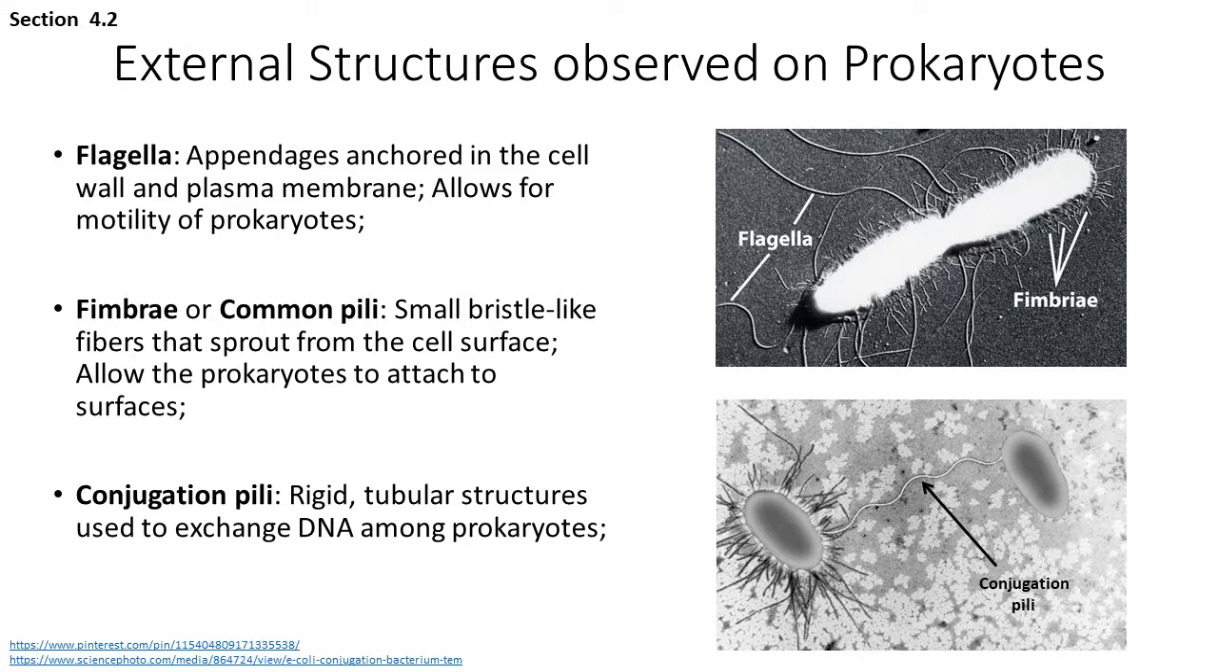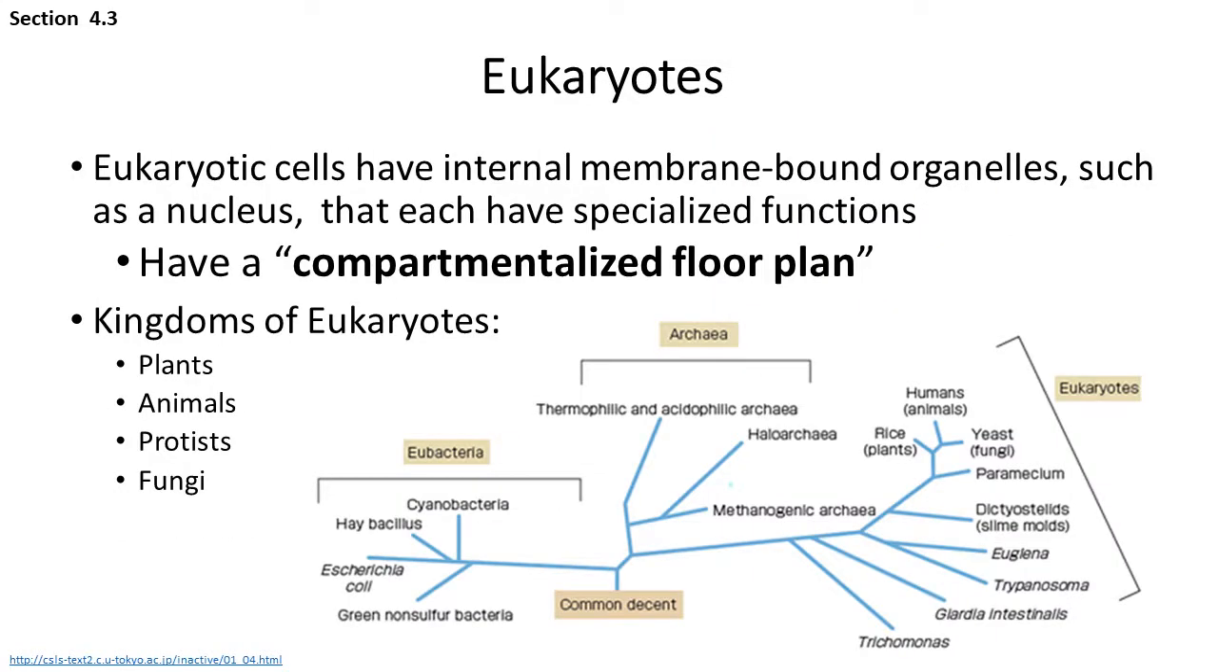Conjugation pili are rigid tubular structures that are used to exchange DNA among prokaryotes. So they use this pili-like structure, little tube-like structure, to transfer sequences of DNA from one bacterium to another bacterium, or from one prokaryotic cell to another prokaryotic cell.